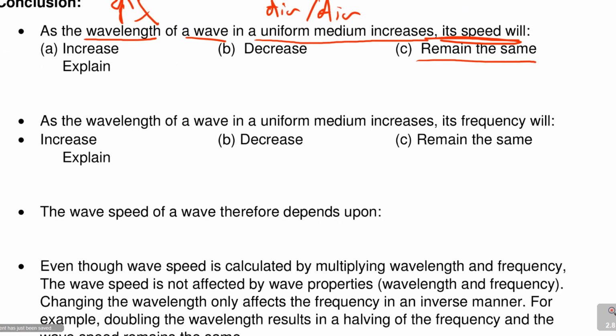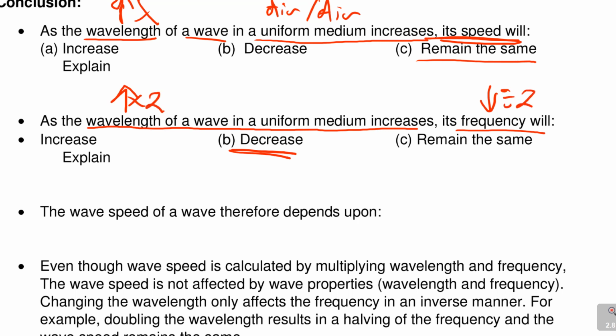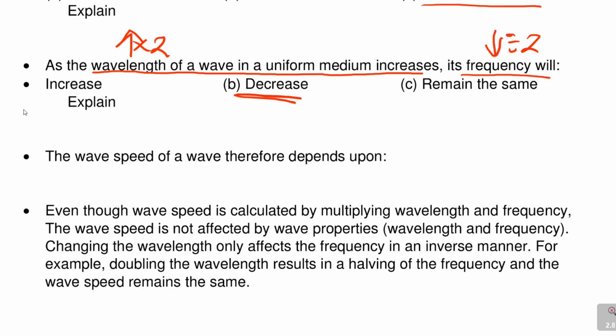Next one: as the wavelength of a wave in a uniform medium increases, so the wavelength here is going up, what will happen to the frequency? When the wavelength goes up, the frequency goes down, so it decreases. Remember, if you multiply by 2 on the wavelength, you divide by 2 on the frequency. Now, what conclusion can we say? We can say the wave speed of a wave therefore depends upon what? Upon the medium.